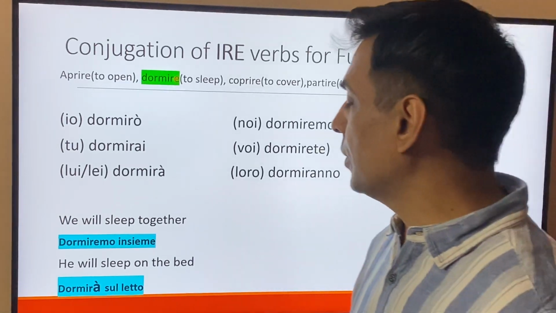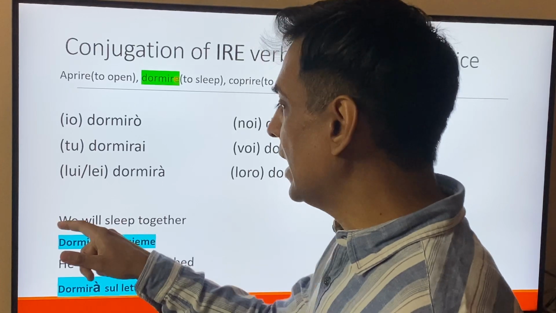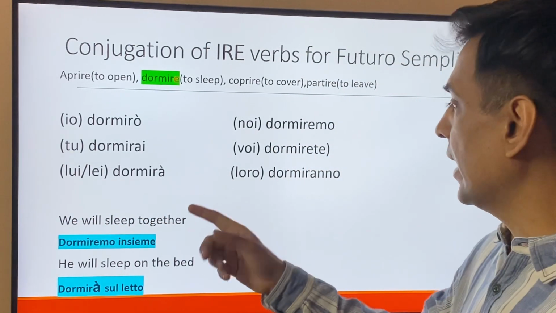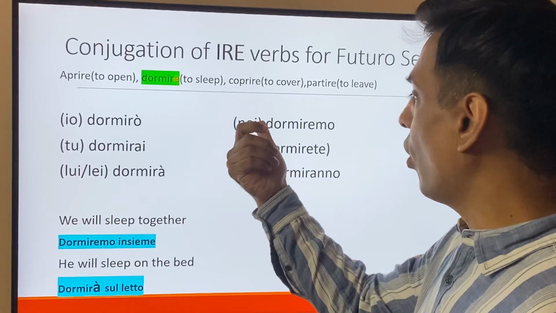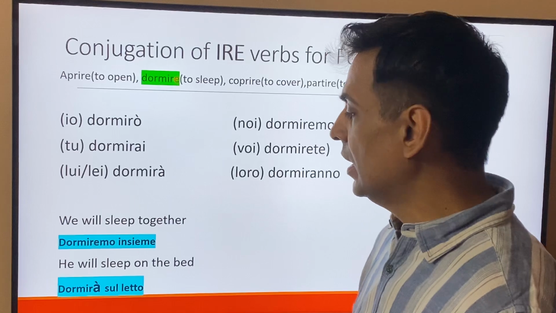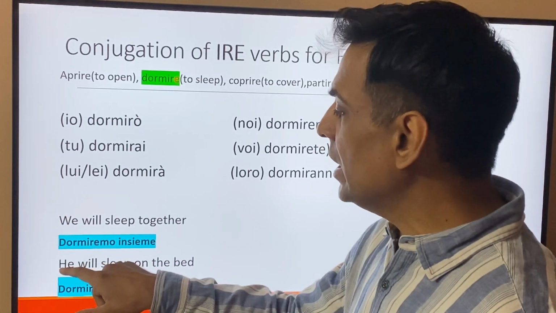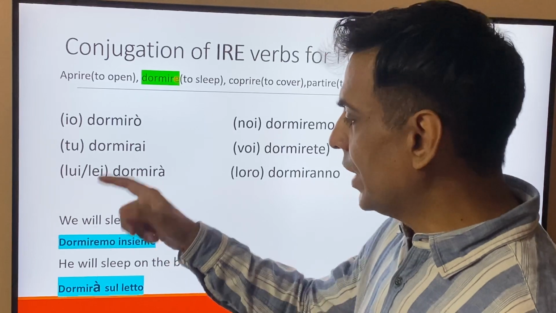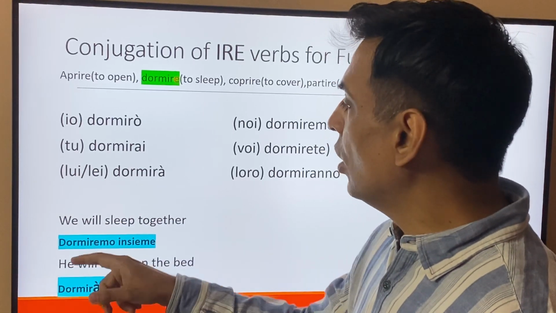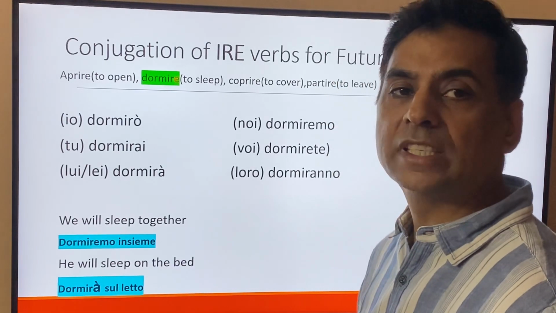Let's take an example. We will sleep together. So we will sleep. I hope you have already guessed it correctly. We will sleep, noi. So dormiremo insieme. Insieme means together. He will sleep on the bed. He will sleep. So he means lui, lei. Of course, if you're talking about a male, then you can add lui here. Lui dormirà sul letto. Letto means bed.